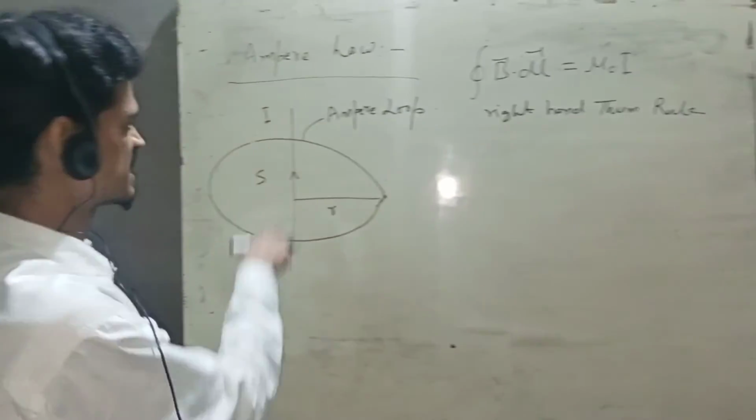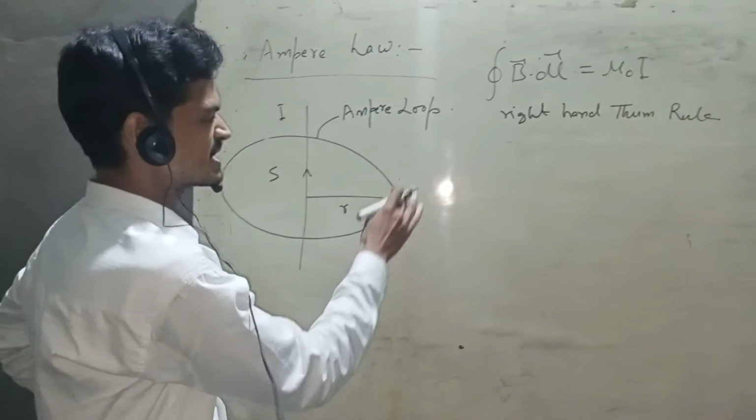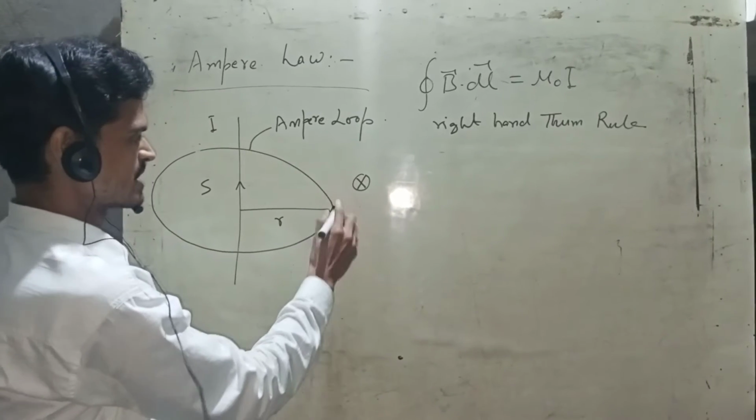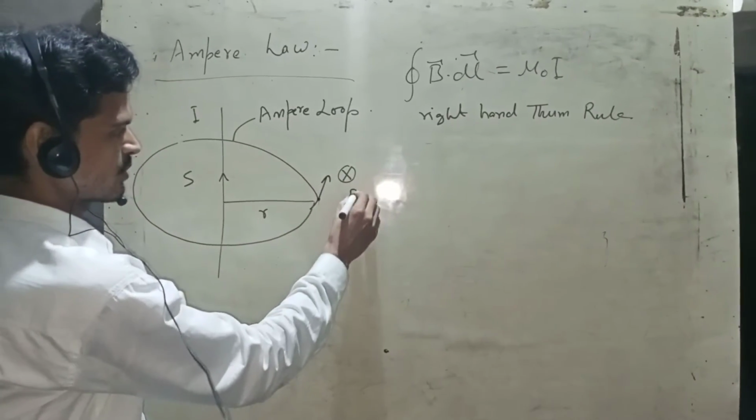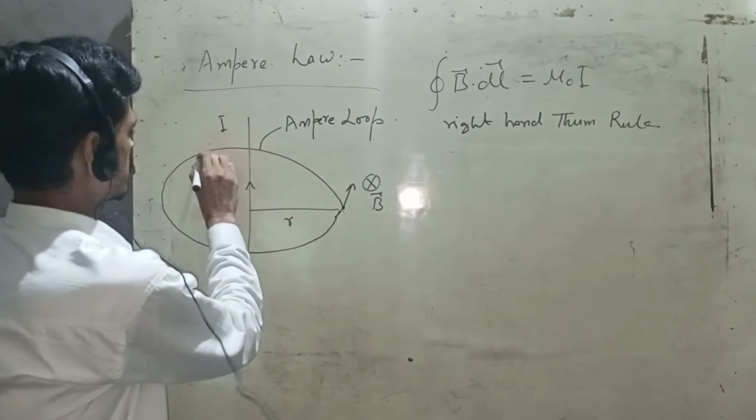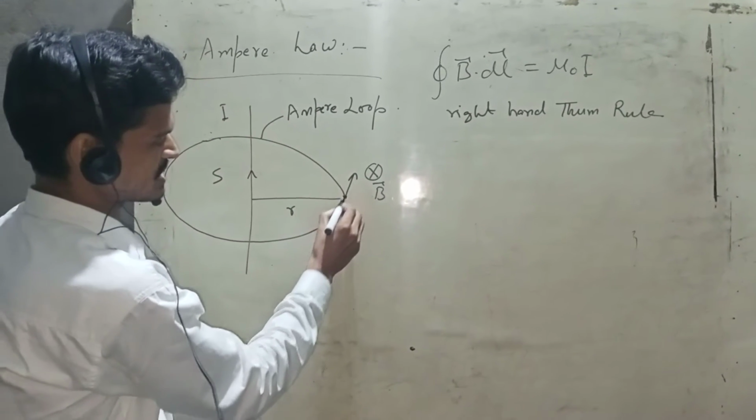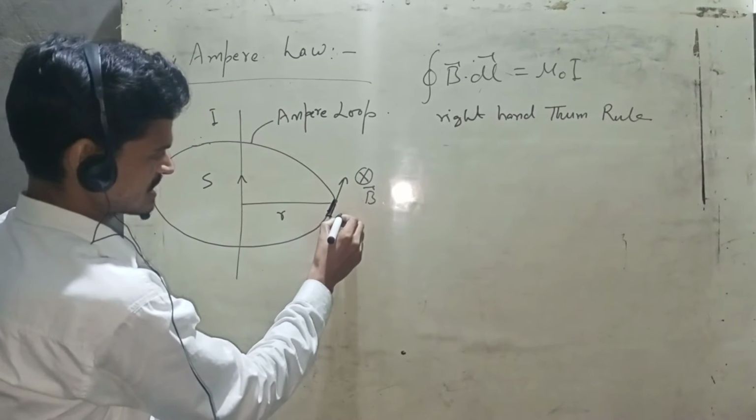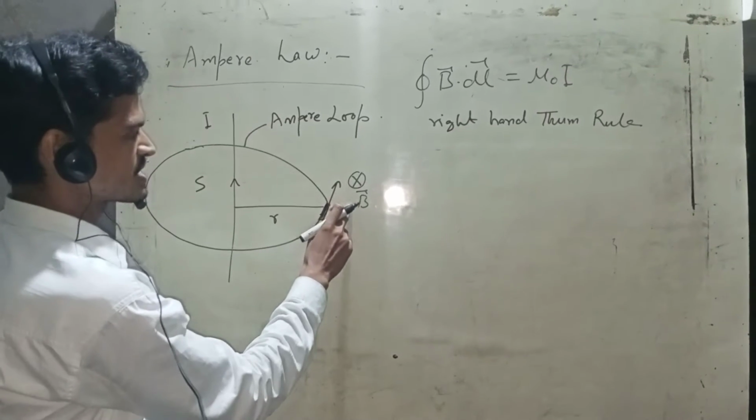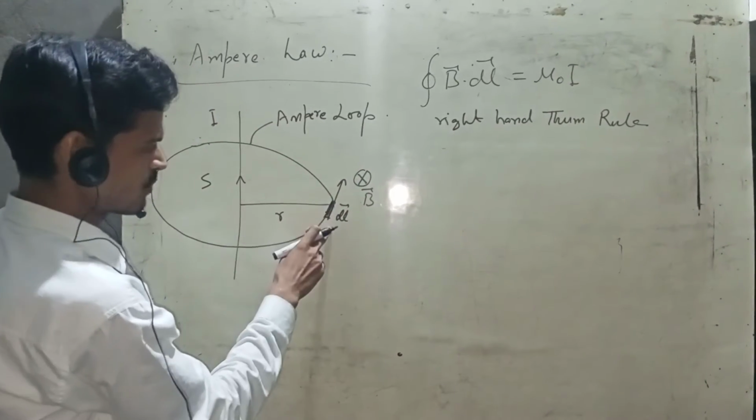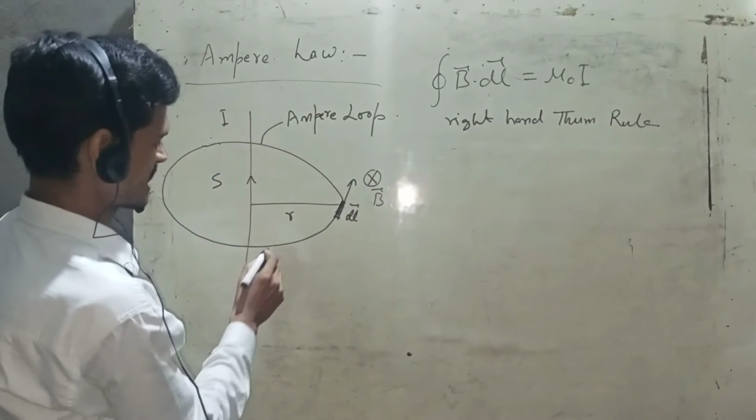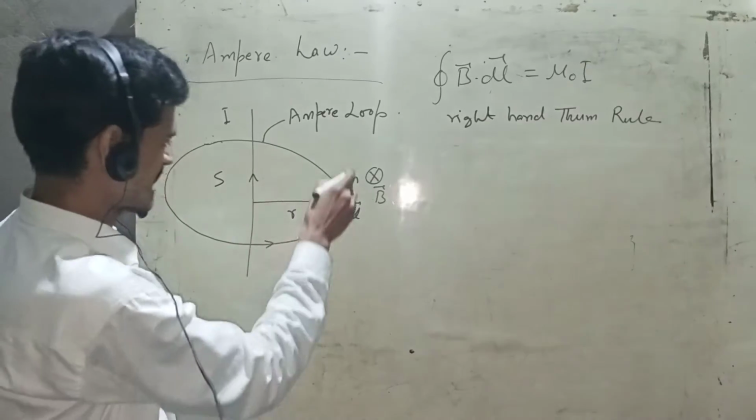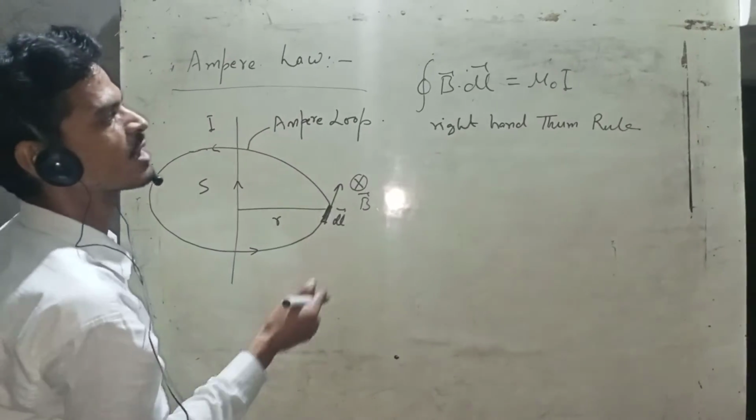So suppose the current is flowing in the upward direction, then the magnetic field is going into the page, and it is indicated by the tail of this arrow. Consider a small element of this loop. Suppose the length of this loop element is dl, and I consider a segment delta n. Suppose B is the magnetic field, and the current is flowing in the upward direction, then the magnetic field line is in this direction. Using the right hand thumb rule we can find this out.